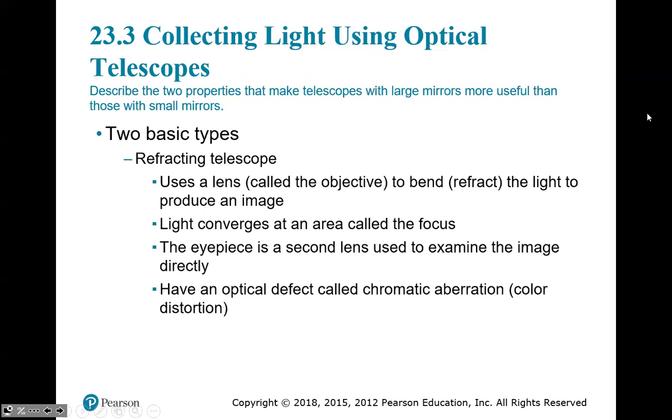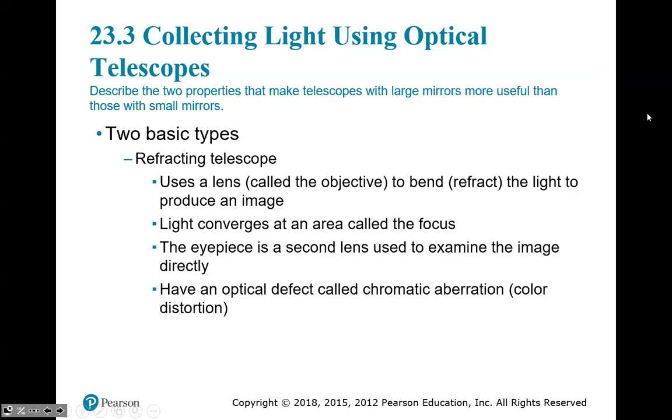The first telescopes were invented in the Netherlands. We used a couple of lenses to collect visible light. So there are two basic types of telescope. There is a refracting telescope. These use a lens called the objective to bend, or refract, the light to produce the image. The light converges in an area called the focus, and then there's a second lens called the eyepiece that is used to examine the image directly.